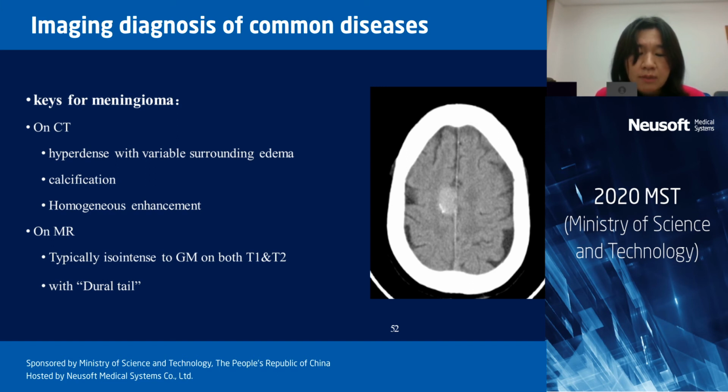Keys for meningioma. Meningioma is hyperdense with variable surrounding edema, calcification, and homogeneous enhancement on CT. It has typical iso-intensity to gray matter on T1 and T2 weighted imaging and dural tail of enhancement.